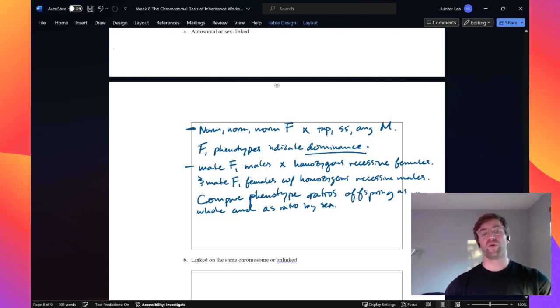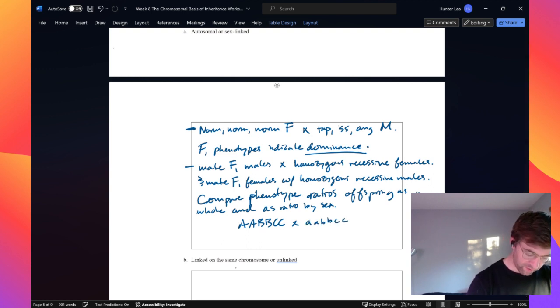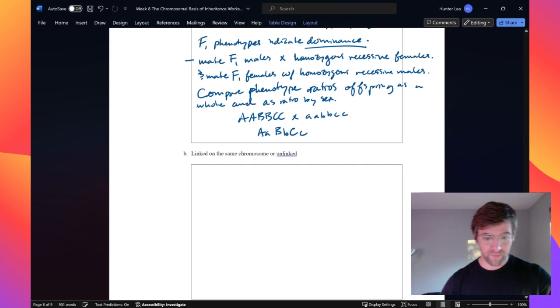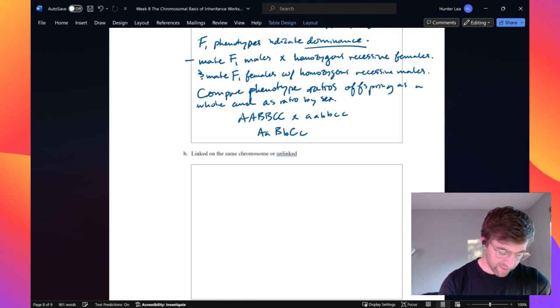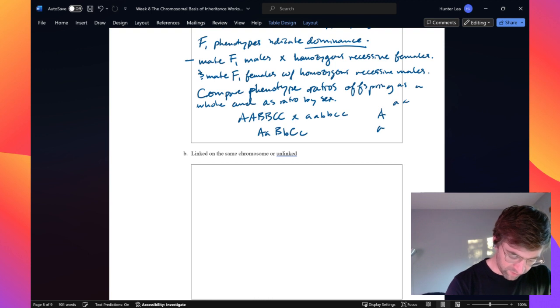For example, if we assume normal is dominant in all cases, then the crosses would look like this. And then all of our F1 generation would be heterozygous for all three traits. And then in our next cross, I do want to draw this. Our next cross would look like this.